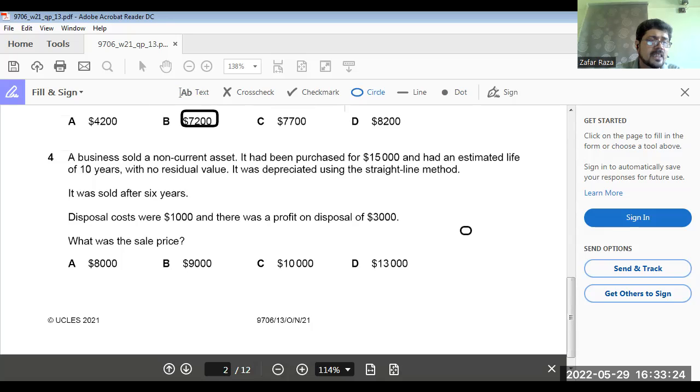Very easy question. 15,000 divided by 10. 1,500 is the depreciation per annum. Multiply by 6 years. That is 9,000, the total depreciation after 6 years. Then 1,000 disposal cost. Total expenditure 10,000, plus 3,000 profit. It means the selling price would definitely be which option? Selling price would definitely be $10,000. This is your answer.